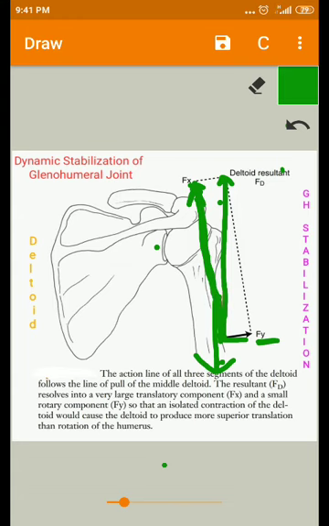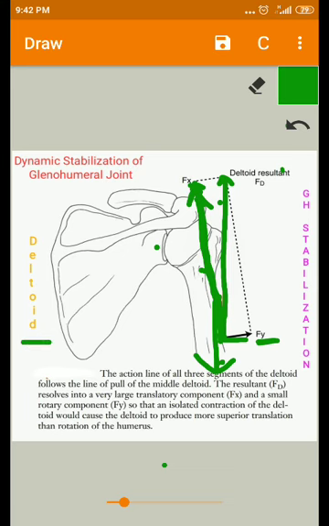For the stabilization of this translatory component, it requires other muscle forces. Those muscle forces are nothing but the rotator cuff muscles. The rotator cuff muscles help in the stabilization of the glenohumeral joint. So the deltoid muscle itself does not have the capacity to stabilize the glenohumeral joint during motion. It requires other muscle forces to maintain the dynamic stabilization of the glenohumeral joint, and that is taken up by the rotator cuff muscles.